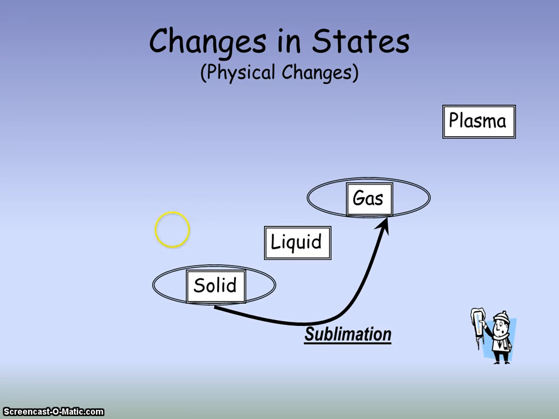Special situation. Solid to gas. Directly from a solid to a gas, skipping the liquid phase. This is called sublimation. You may have seen this in what we call dry ice. Dry ice. It's sitting there on the table. It goes directly from a solid to a gas, and it skips that liquid phase. There's no liquid there. You'll see it go straight into a gas.